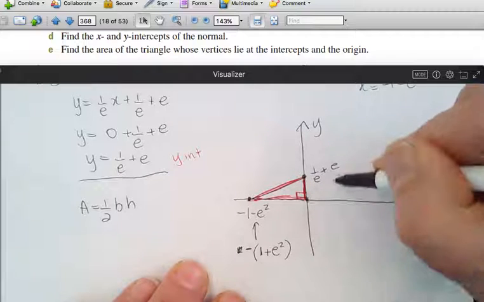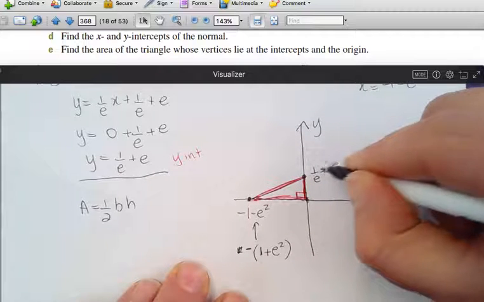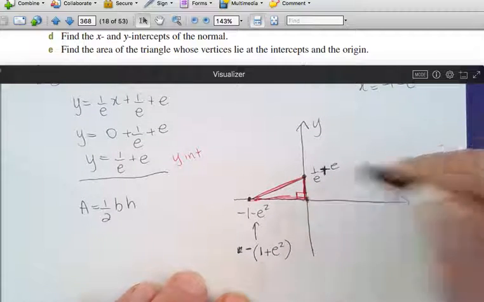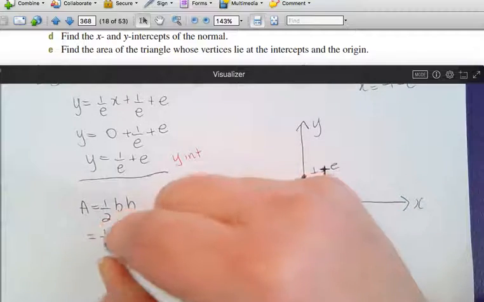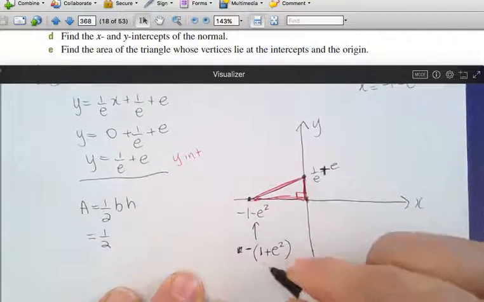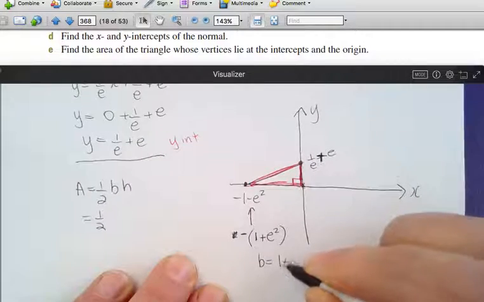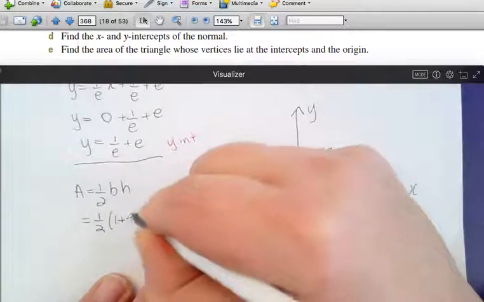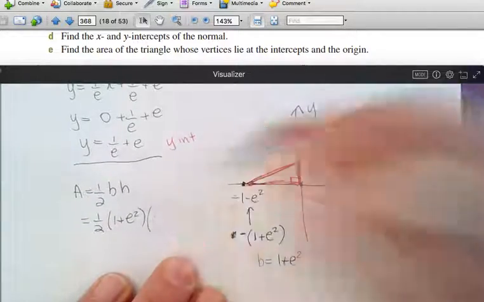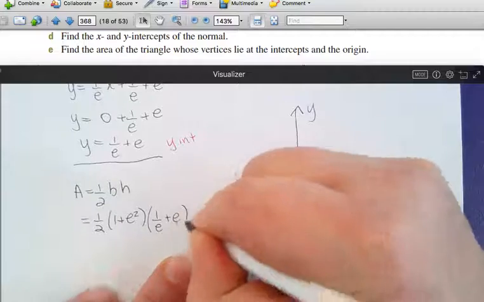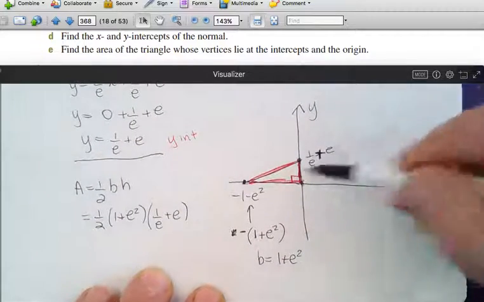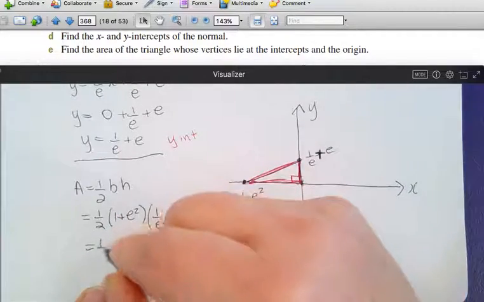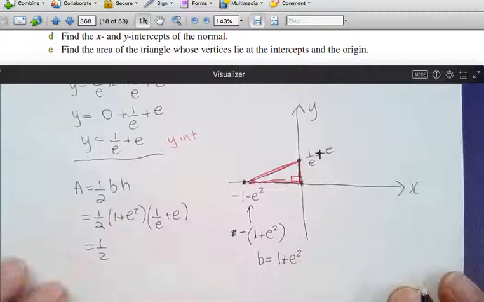So this distance is 1 on e plus e. This distance, 1 on e plus e, that distance. So it's a half of that. Now, the distance you use for b is not the negative one. Distances are not negative. A half bracket 1 plus e squared times 1 over e plus e. Now, you might want to write this as a common denominator. If you want, you don't have to. What are you going to do now with your brackets, you reckon? Expand?